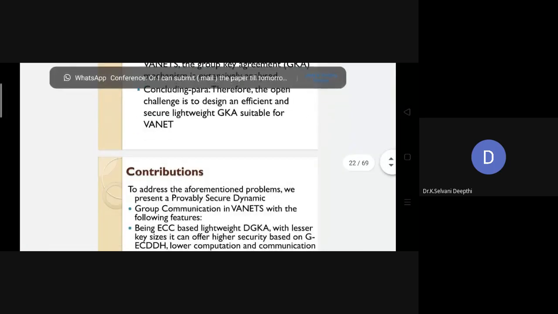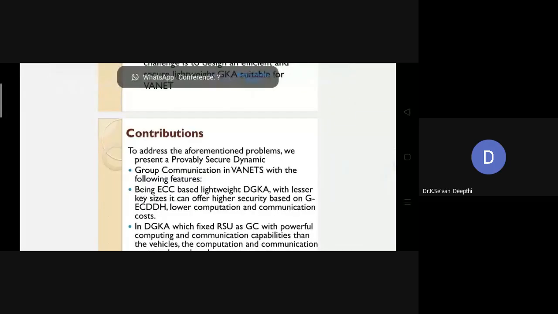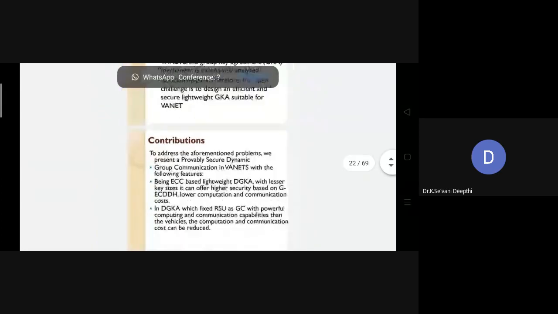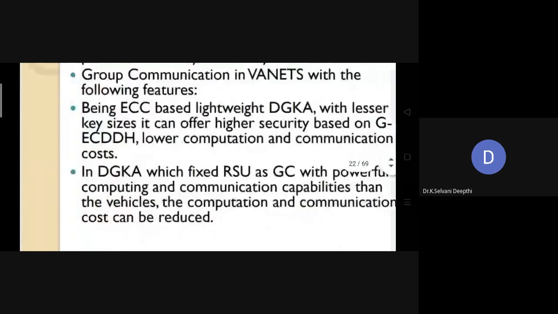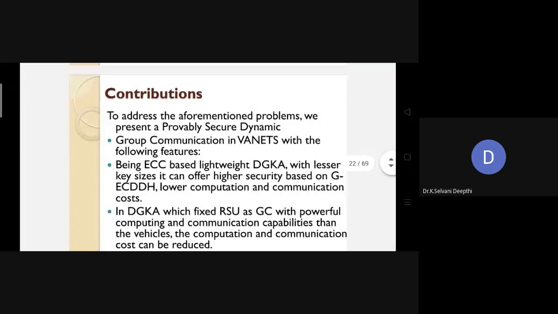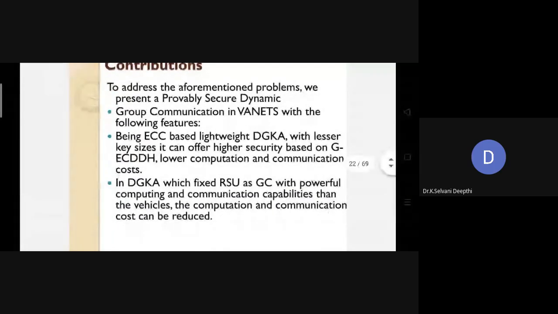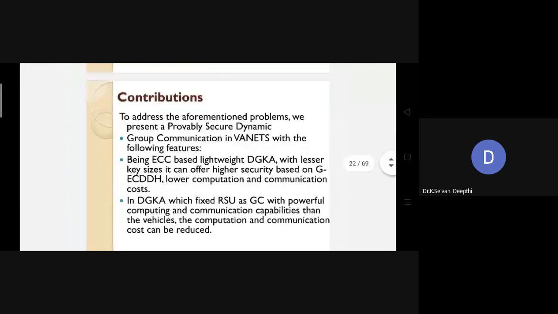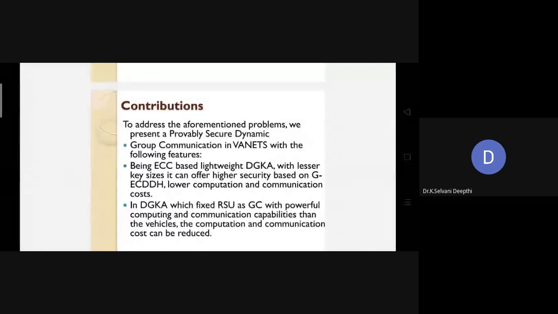Okay, next very important thing is, after the introduction you have to write the contributions. It should reflect what we have invented, what we have proposed, the new methods or methodologies that should be presented here in the contributions. Group communication in VANETs with the following features.